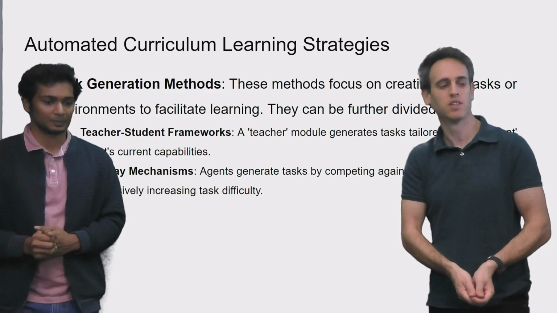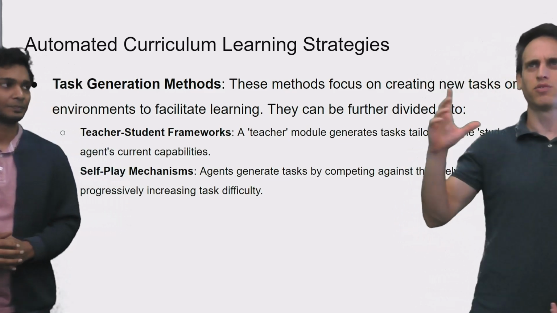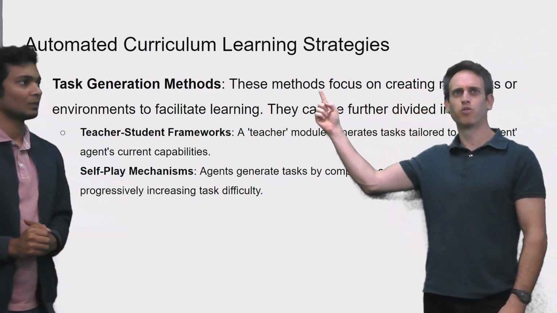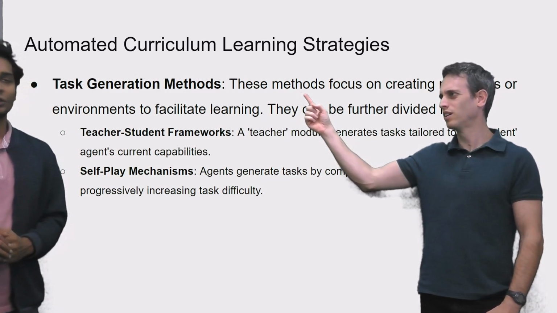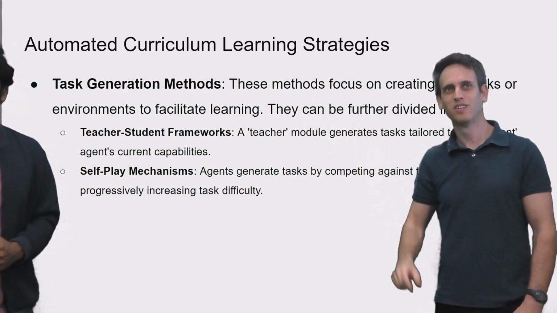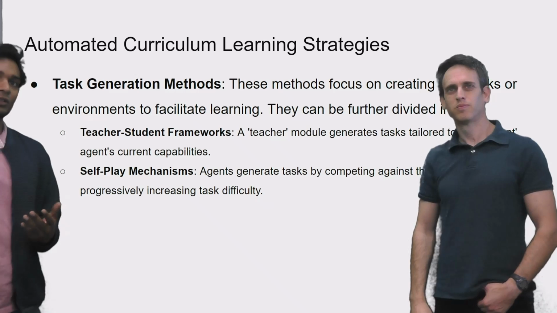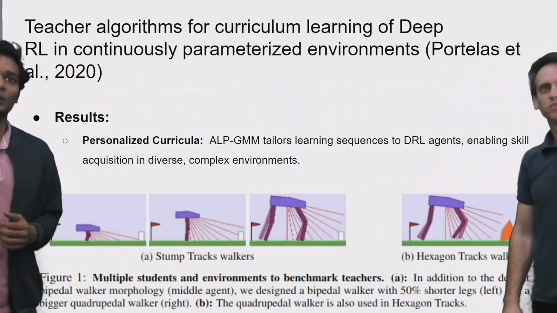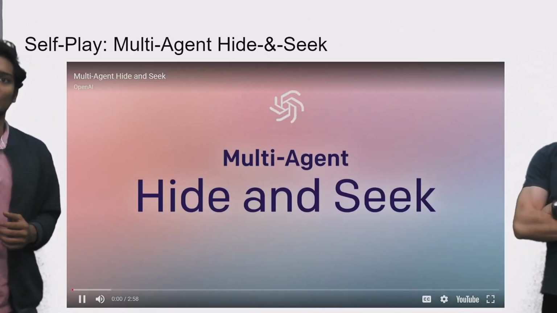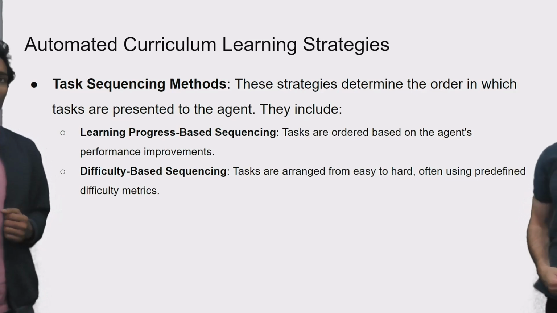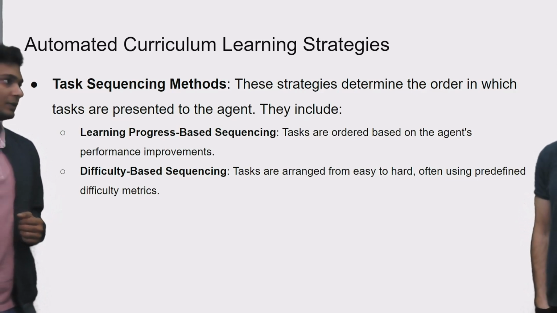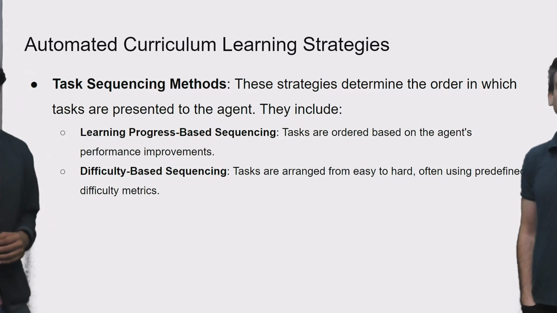In other cases you actually have to create or define these MDPs. And is there a difference in the name? So both of these are automated curriculum learning? Is there a distinction? These are known as task generation methods, whereas we'll also see task sequencing methods. Okay, and that's how we distinguish between these.